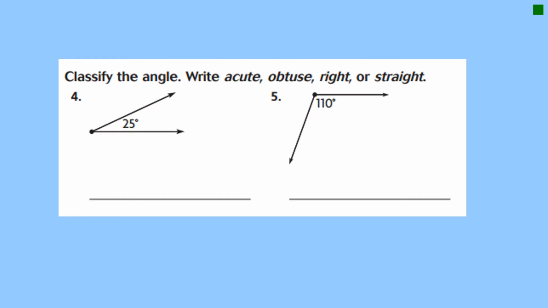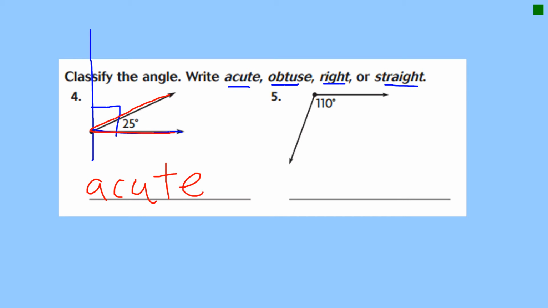All right, classify the angle: right, acute, obtuse, or straight. Okay, so number 4 is a 25-degree angle. And you guys have learned that anything less than 90 degrees, which is right there, and so look at that, 25 degrees. Oh, you little itty-bitty angle. You little cutie, right? I know that's what your teacher says. It's just a cute little angle.